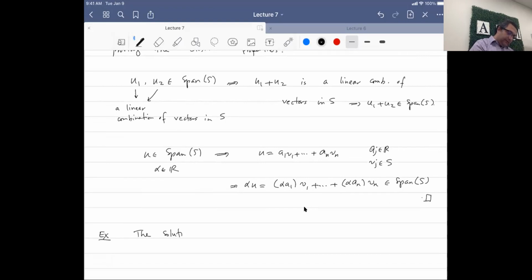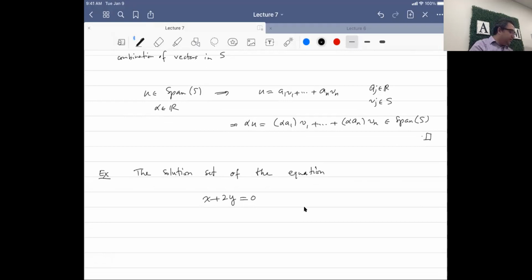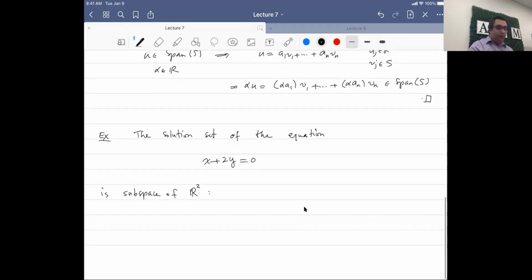The solution set of the equation x plus 2y equals 0, just one linear equation, is a subspace of R2. More generally, we will see that solution sets of linear homogeneous systems of equations are subspaces. This is a baby example of a linear homogeneous equation. What makes it homogeneous? It equals 0. And so the solution set is a subspace of R2.